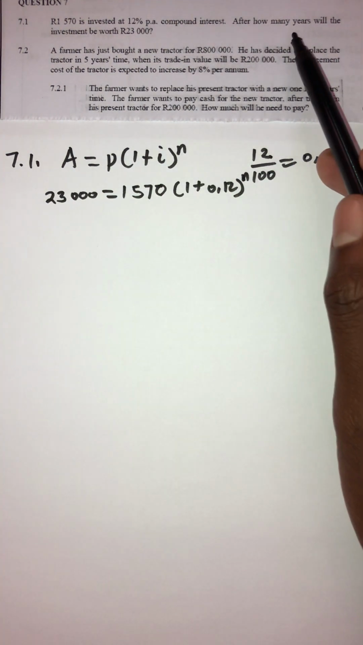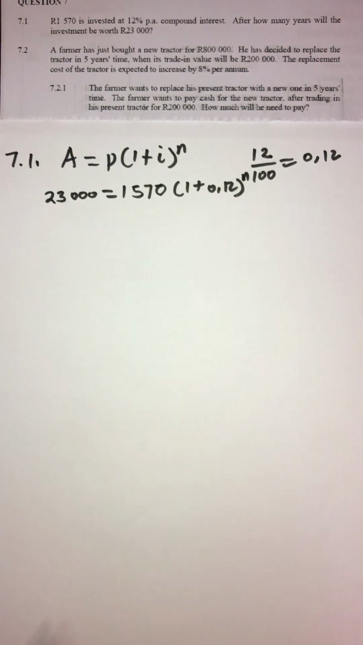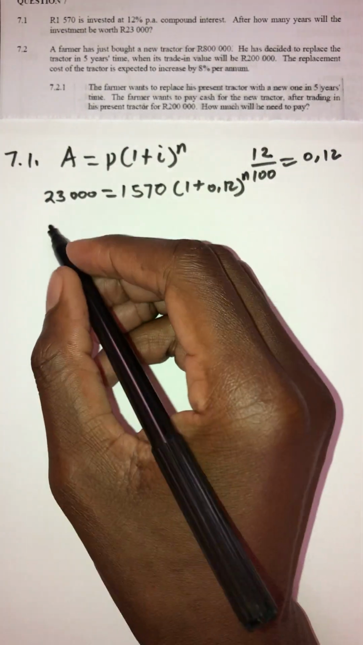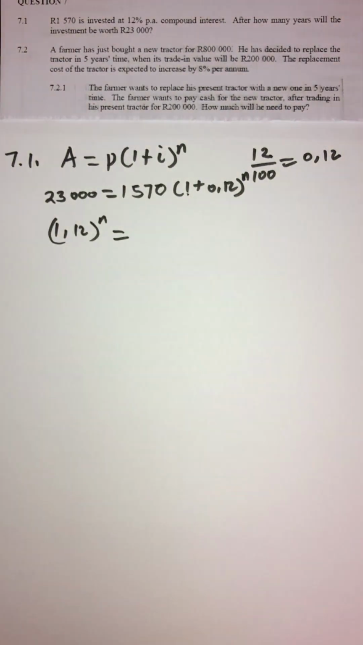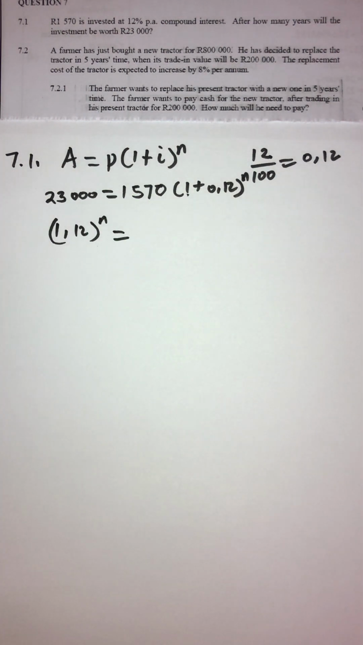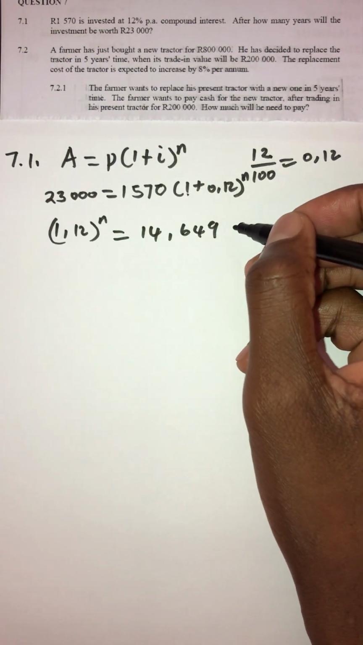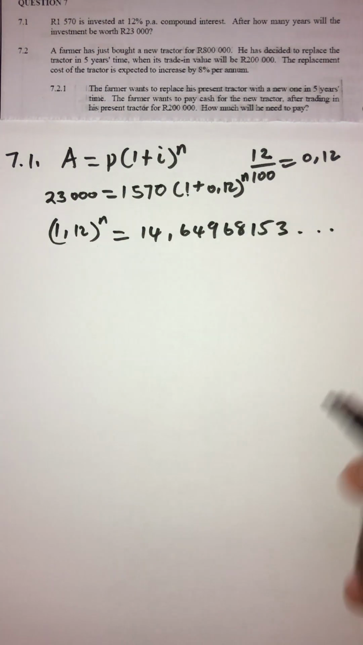Then to the power n. Remember, we're looking for n. They said how many years. So let's divide the whole equation by 1,570. When we divide, we'll have (1 + 0.12), so 1.12 to the power n is equal to 14.64968153. Remember, this is not the final answer, so you don't round off, you write every digit that is in the calculator.